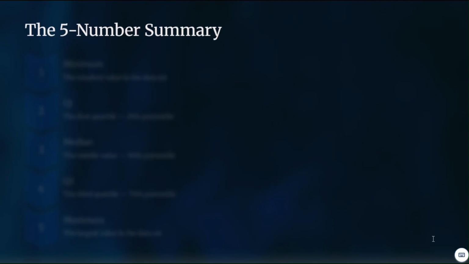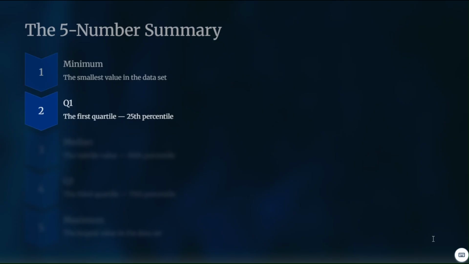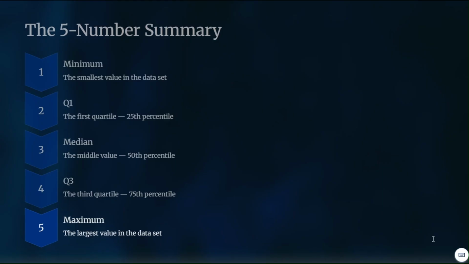The 5-number summary gives us a quick picture of a dataset using exactly 5 values. The first value is the minimum, that is the smallest value in the dataset. The second value is Q1, the first quartile, which is the equivalent of the 25th percentile. The third value is the median, the middle value or the 50th percentile. The fourth value is Q3, the third quartile, which is the 75th percentile. And the last value is the maximum, the largest value in the dataset.